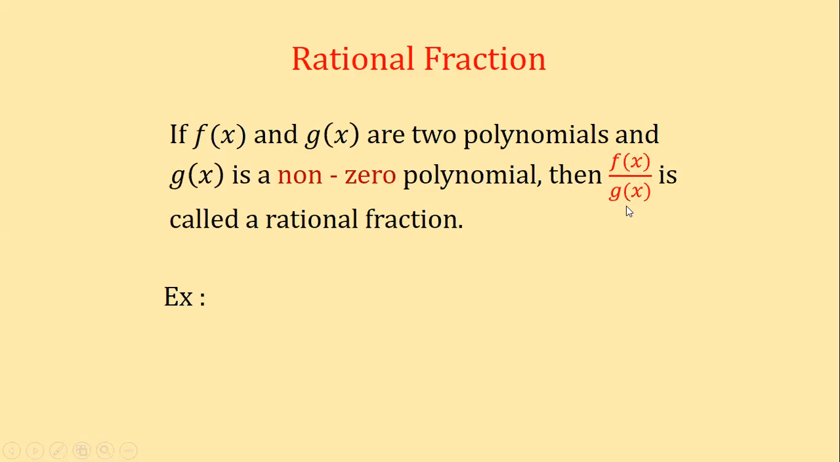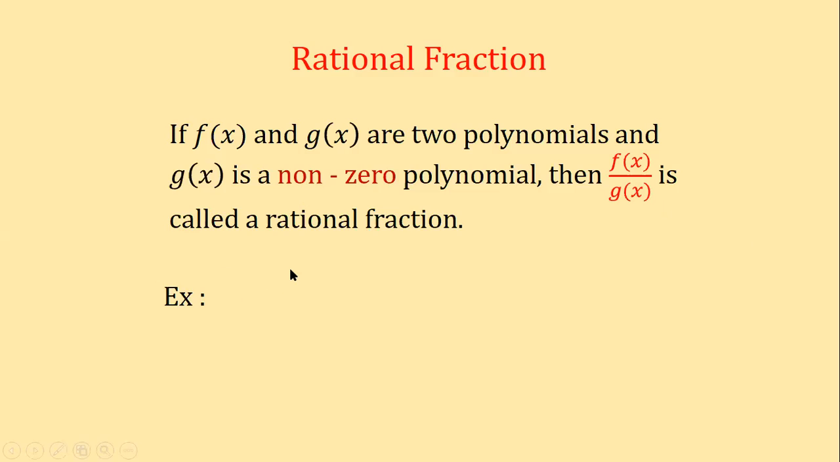Why am I saying non-zero here? Because if it is a zero polynomial, then what happens? f of x by 0 is what? It is an undefined expression. Whenever you are doing this, you should not get any undefined expression. So here it must be a non-zero polynomial. Then it is called a rational fraction.